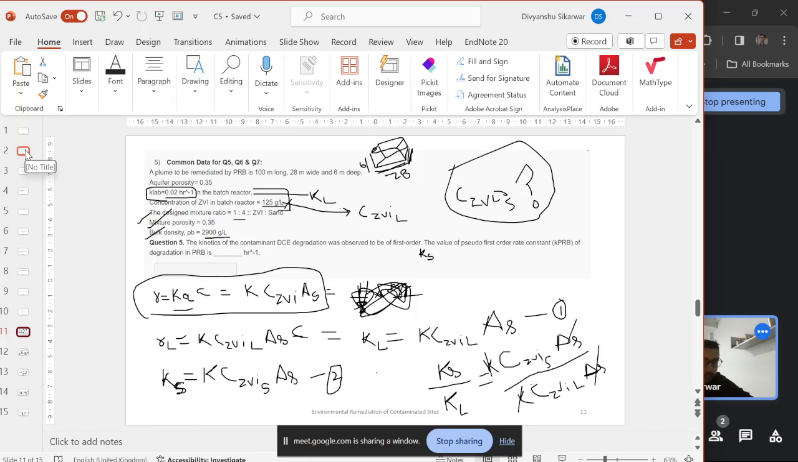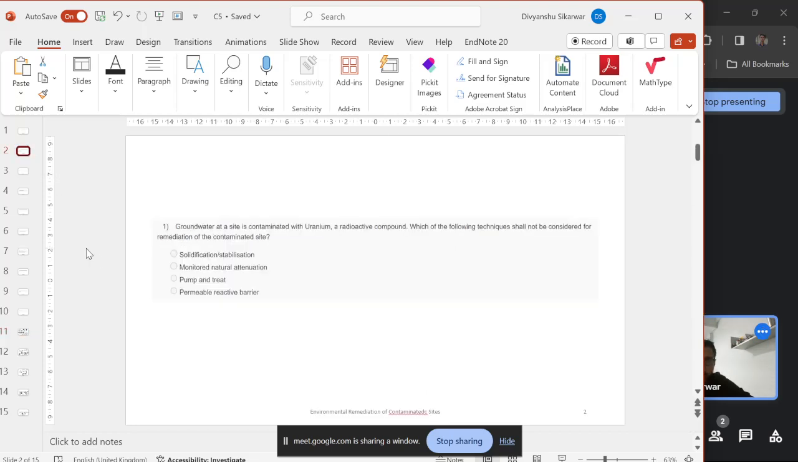In between solving the questions based on week 5, we will also discuss some theory. So this is the first problem. We'll go with the same method. We'll try to understand the question. You take some time to answer those problems, and then we will do the solutions. The first problem is: groundwater at a site is contaminated with uranium, a radioactive compound. Which of the following techniques shall not be considered for remediation of contaminated groundwater?